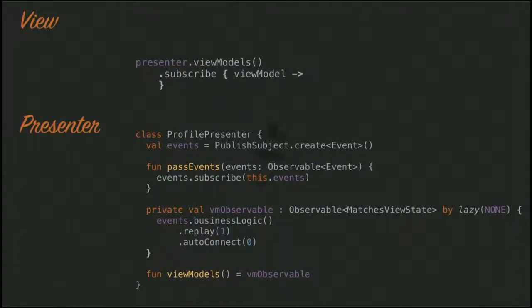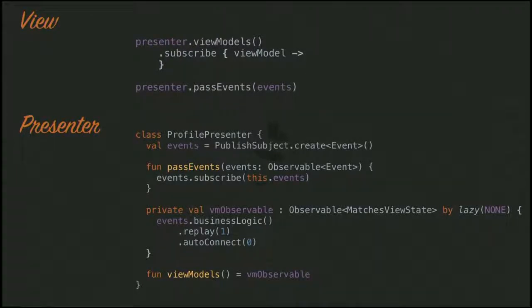And so on the call side, in this case, you'd have to first listen to the view models, and then pass the event. The ordering is important because otherwise you might pass an event, and a view model will be emitted before anyone is actually listening to it, so that the view model could be emitted into the void.